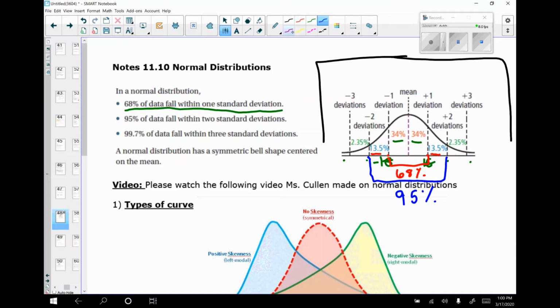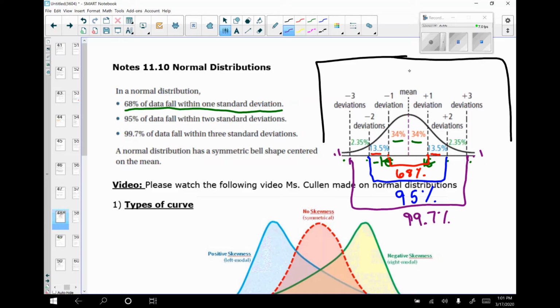okay? Then out here in our third standard deviation is 2.35% and 2.35%. It's a small amount, but we go from here to here. That's 99.7% of our data. Okay, so 99.7% of our data falls within 3 standard deviations. That's almost 100. We have this little 0.1 over here and this little 0.1 over here. Okay, sometimes outliers are out here, etc. Okay, so this is symmetric.